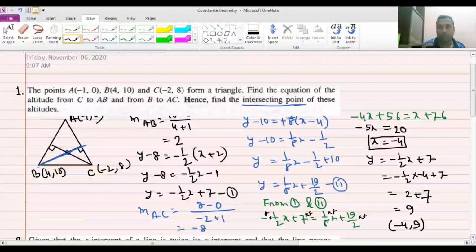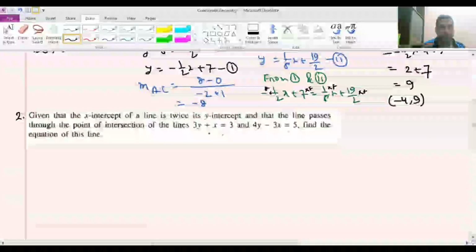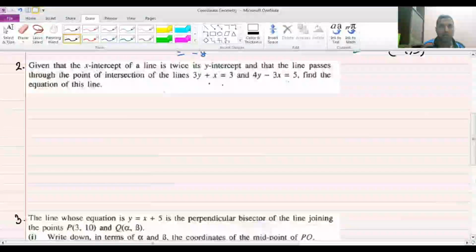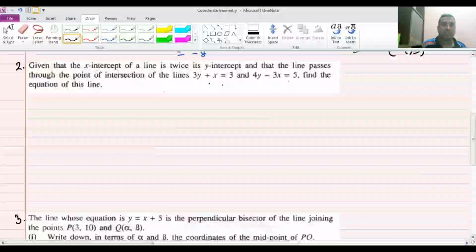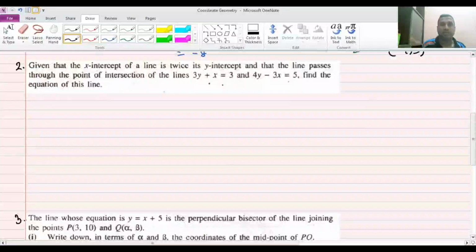Now let me go to the next maths question. Given that the x-intercept of a line is twice its y-intercept, and that the line passes through the point of intersection of the lines 3y + x = 3 and 4y - 3x = 5, find the equation. Now what is the x-intercept and y-intercept? The x-intercept means where the line meets the x-axis, and the y-intercept means where the line meets the y-axis. So let us draw a diagram.